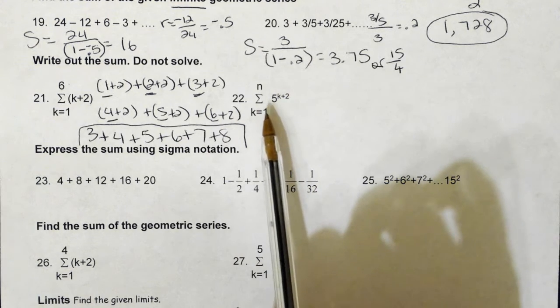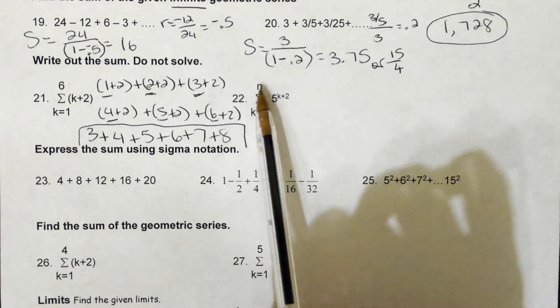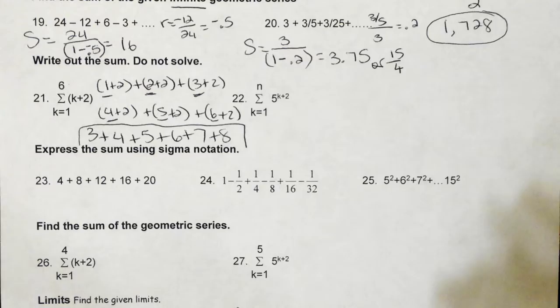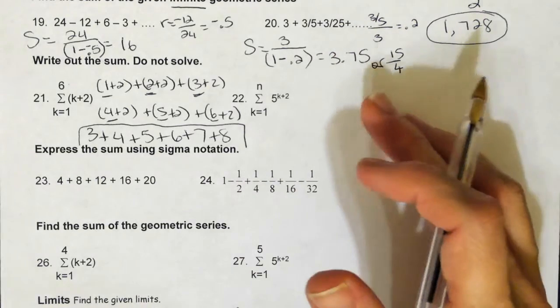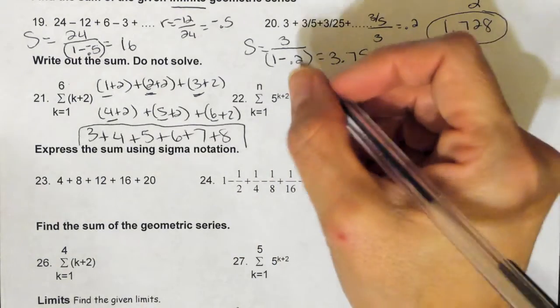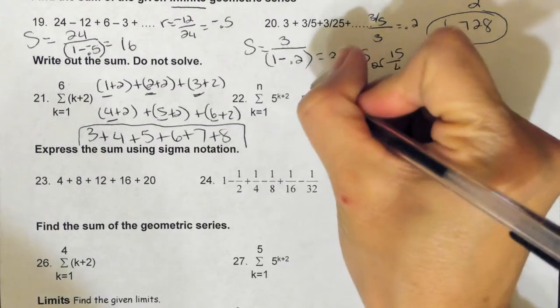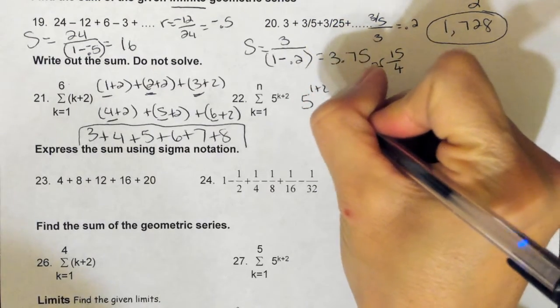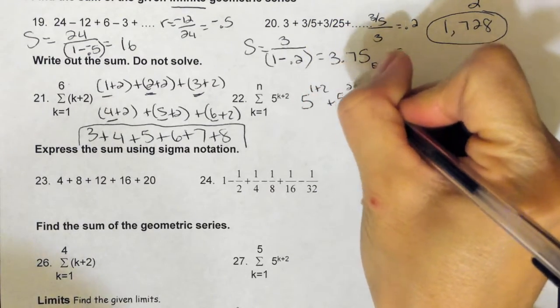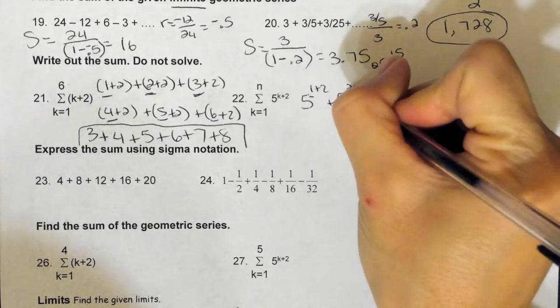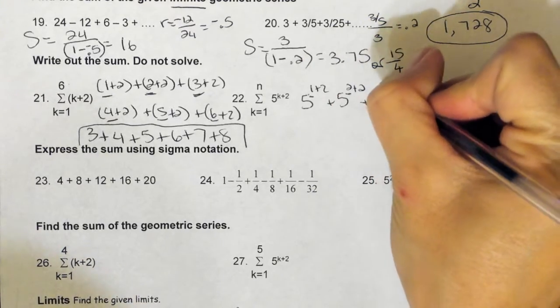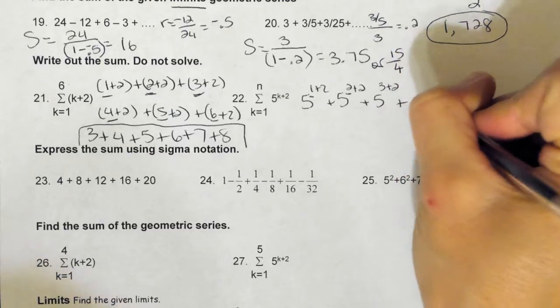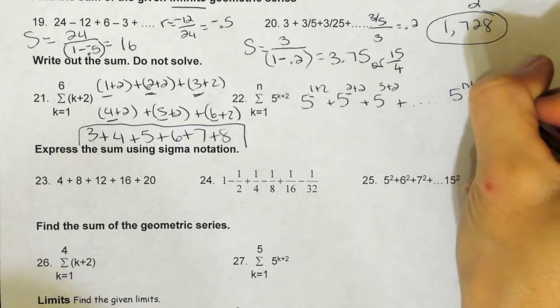This time they want me to start where K is 1, but they want me to end at N, which means it goes on forever. Well, obviously I'm not going to make you go on forever, so we're going to do the first 3. So 5 to the 1 plus 2, and then 5 to the 2 plus 2. Remember, these are my K's. And then 5 to the 3 plus 2, dot, dot, dot, 5 to the N plus 2.